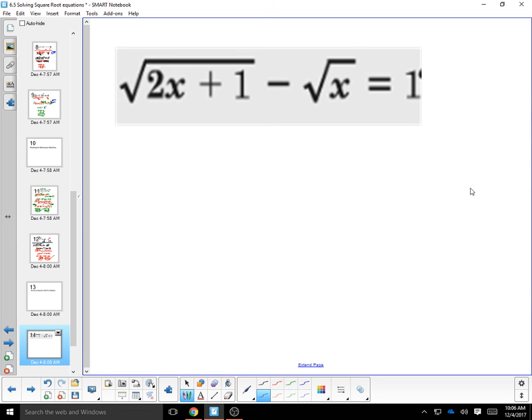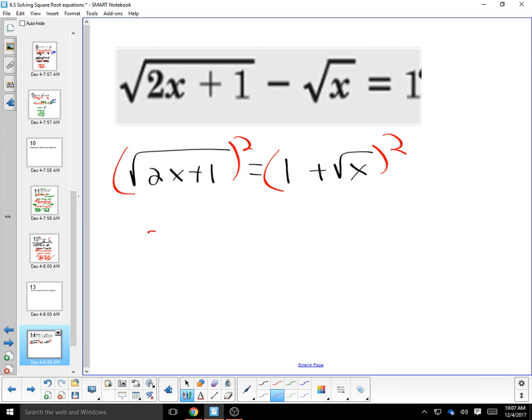This problem is going to become the square root of 2x plus 1 is equal to 1 plus the square root of x. Questions on that step? Anybody? All right. Here we go. I'm going to square both sides. That's going to give me 2x plus 1 on the left side. Now on the right side, from foiling, I'm just going to get 1 plus 2 square root of x plus x. That just came from the foiling part.